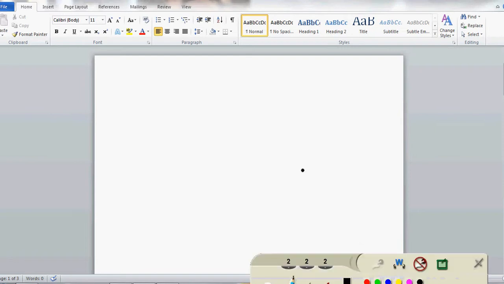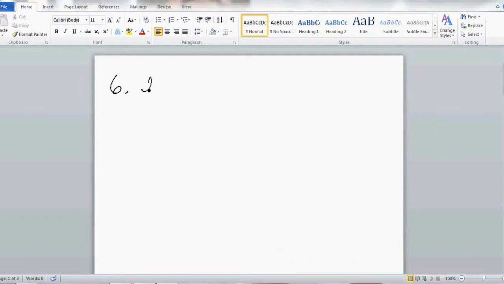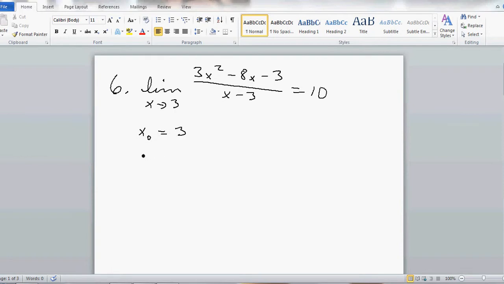And so we're going to begin with number 6, which states the limit as x approaches 3 of (3x squared minus 8x minus 3) all over (x minus 3) equals 10. Now, by looking at this, we can get several things. For example, we know x sub 0 equals 3. We know that f of x is equal to 3x squared minus 8x minus 3 all over x minus 3. We know that the limit is 10. Now, how can we use the definition to prove this?